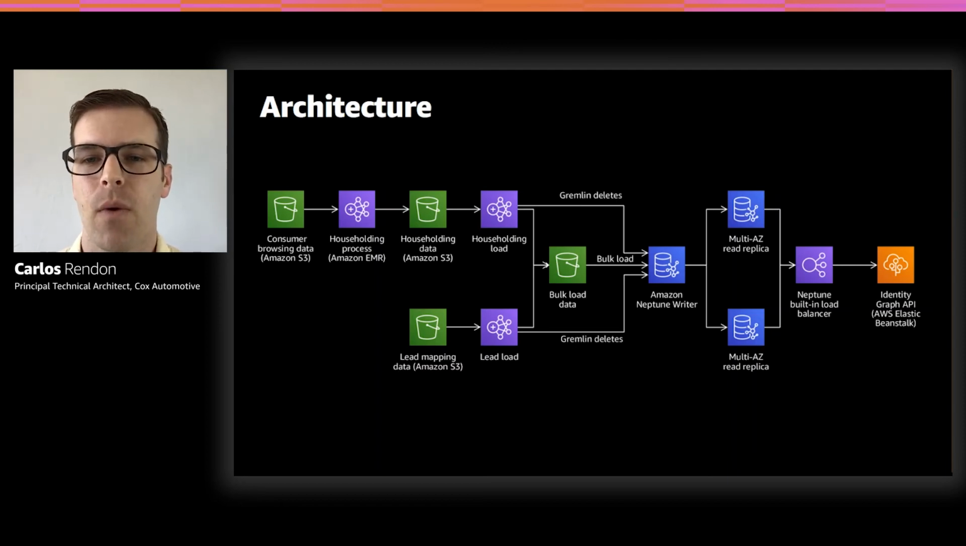And finally, on the far right, we have a lightweight API we built on Elastic Beanstalk. And the purpose of this API is to abstract a little bit of using Amazon Neptune and also to allow us to enforce business rules. So think about things like access and who's allowed to use which consumer identifiers. If you build your own identity graph, think about the type of consumer data you're putting into it. You may end up with a lot of PII, and that data usage may be restricted. So think about how you're going to enforce that.